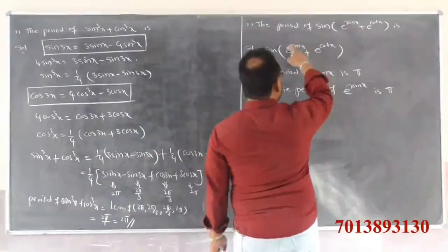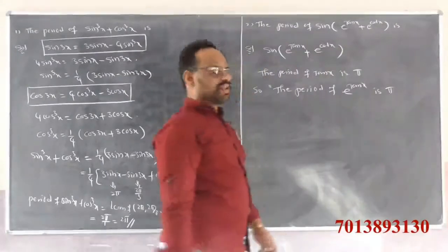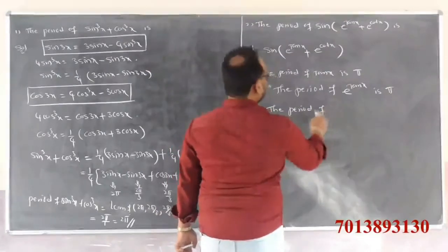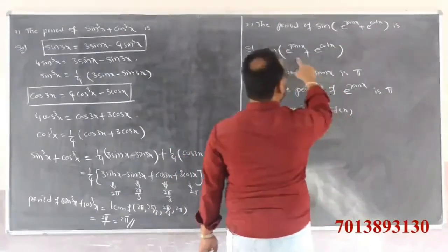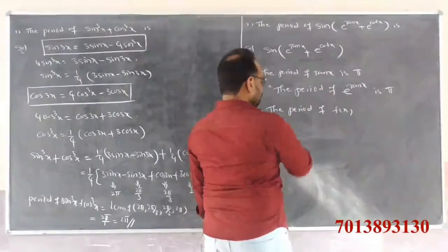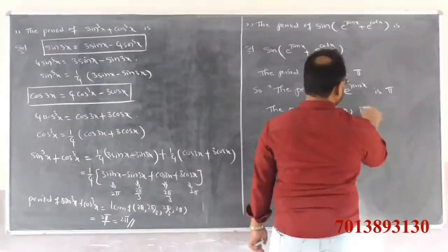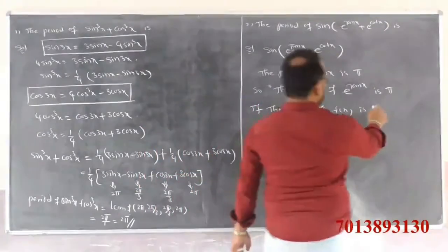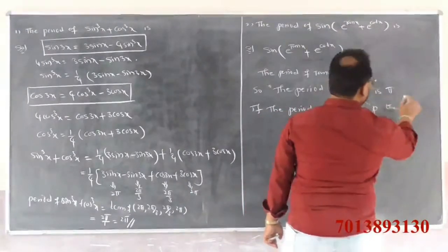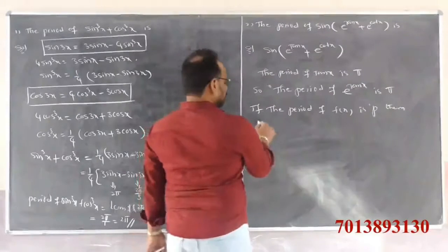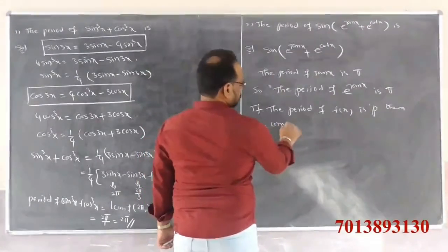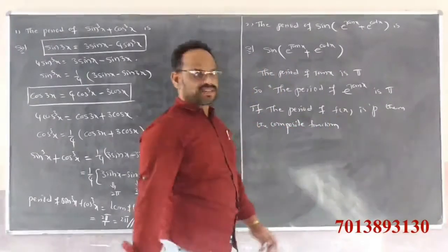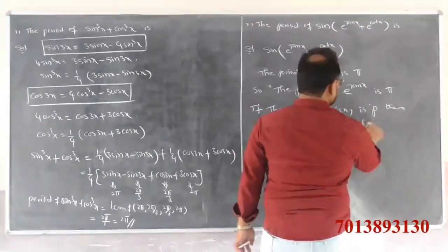So this total is f of x, and this is g. Therefore, if the period of f of x is p, then the composite function g of f of x has the same period.